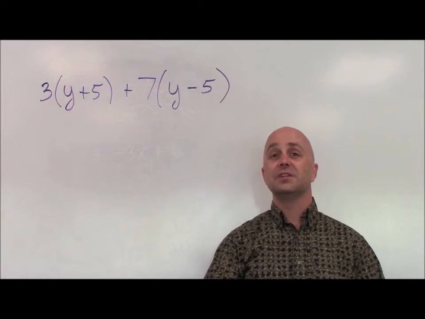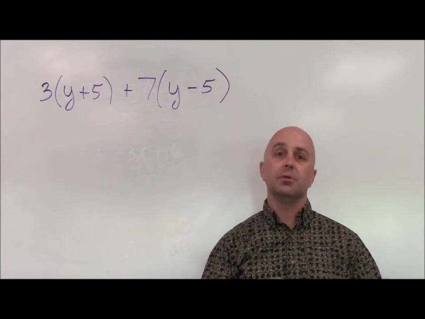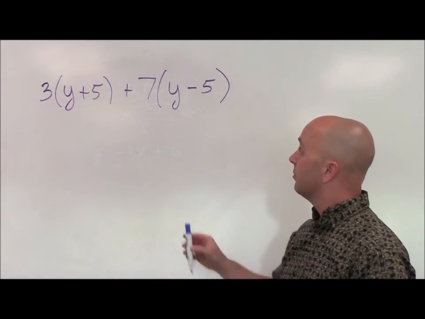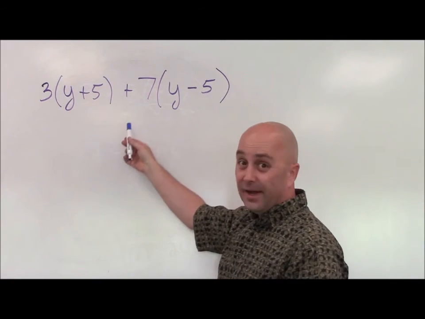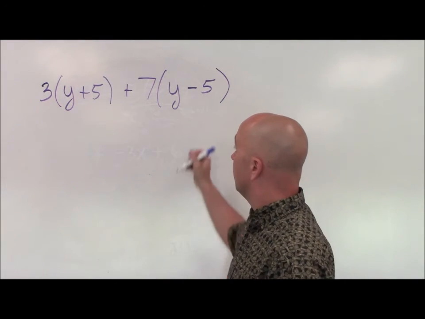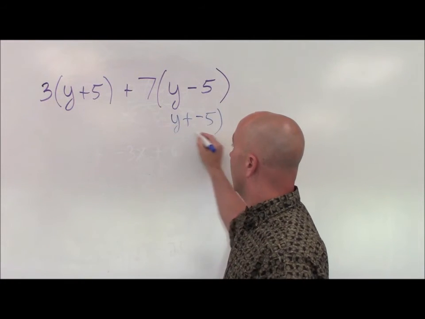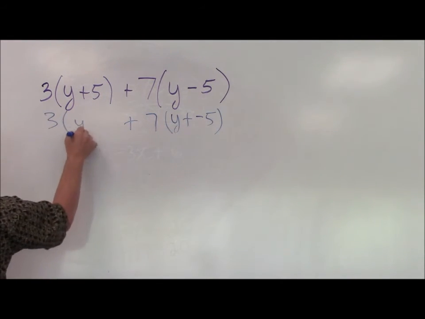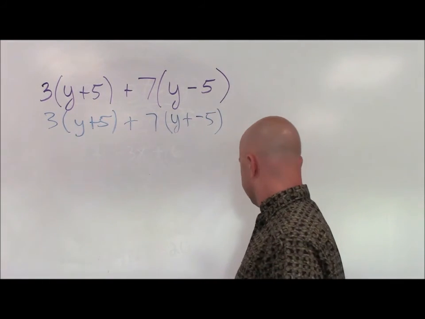So this idea gets really fun when you have more than one set of parentheses and you have to distribute and then combine like terms a couple different times. So in this example, I see 3 times the quantity y plus 5 plus 7 times the quantity y minus 5. And of course you're probably remembering that we're going to change this to y plus negative 5 before we do anything else. So notice nothing else in the problem changes yet.